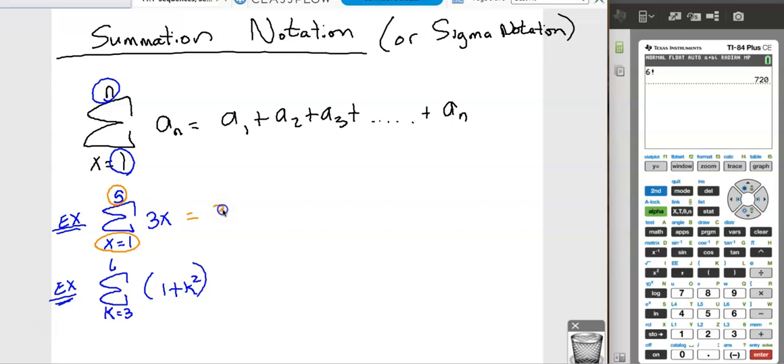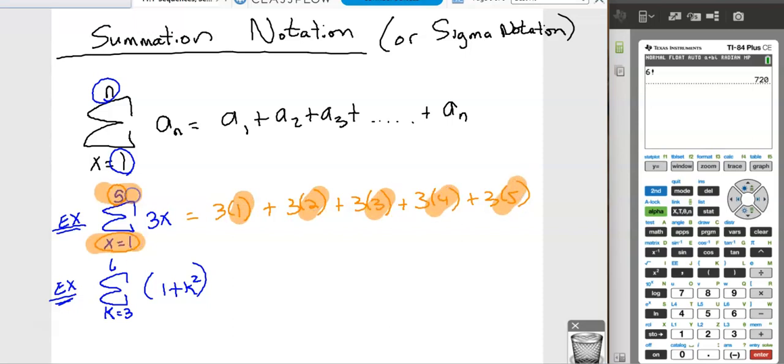So literally you're going to plug 3 times 1 in, then 3 times 2, then 3 times 3, then 3 times 4, and then 3 times 5. So notice I'm going from 1, 2, 3, 4, 5. I'm going from 1 to 5. And then I'm just doing that. And then you still have to add them together, but that's really what you're doing. And the same thing with this one.